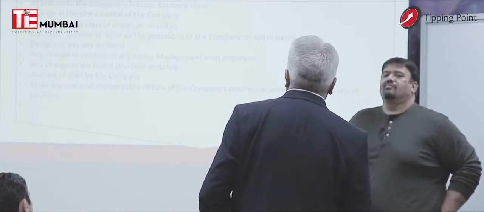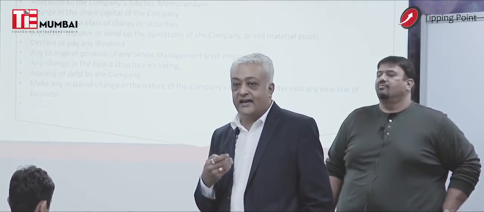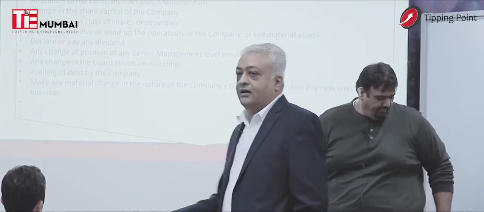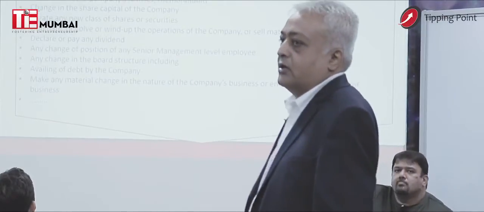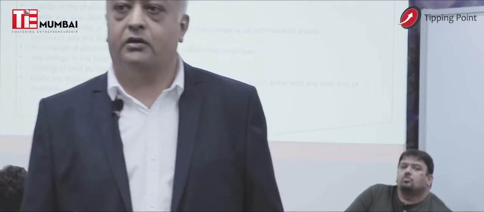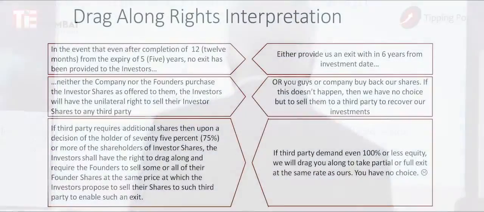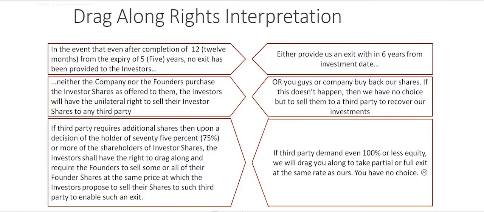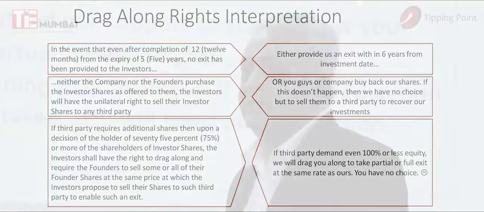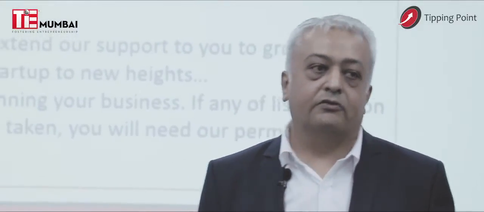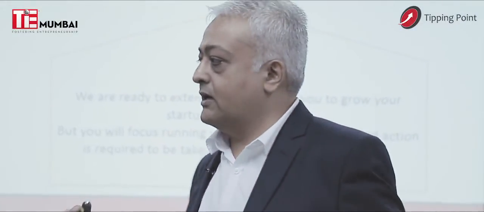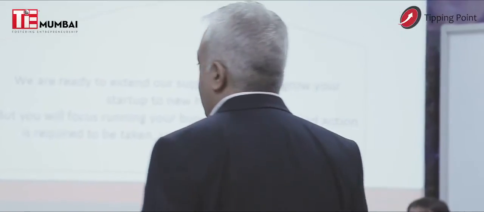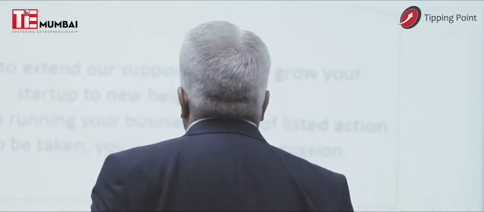Liquidate, dissolve or wind up operations of the company, or selling the assets of the company. Declaring and making payment of dividends. These are some of the activities where investors would ask for this approval. Let's try to simplify what it says: we are ready to extend our support to you to grow your business, but you focus on running your business, and if any of these listed actions are taking place, you would need our permission. The list of items I have mentioned is very short, but in reality, in the SHA, there is a complete bunch of activities where you would need investors' approvals.